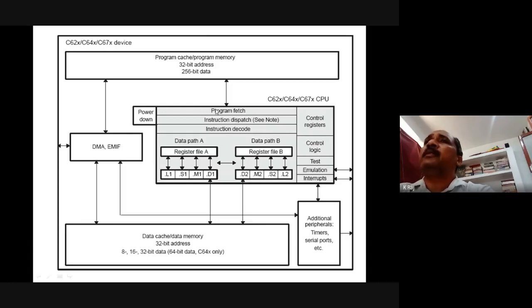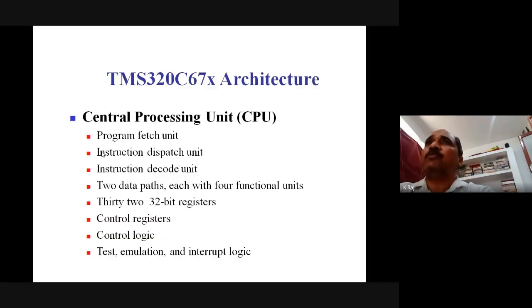here, and these are the data cache level 1 memories, program memory, and this is the data cache, data memory, having the 32-bit address in both the cases. First one has the 256-bit data, and the second one has 8, 16, 32, that is, the variable width of the data. And in addition to this, there are additional peripherals like the timers, serial ports, etc., and external memory interface, and the EDMA is an additional feature of this one.